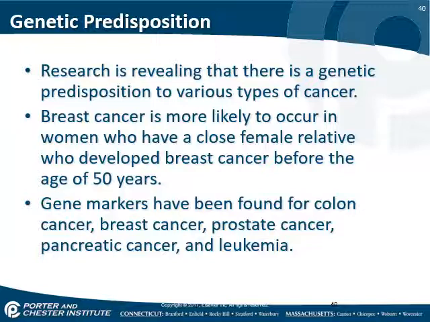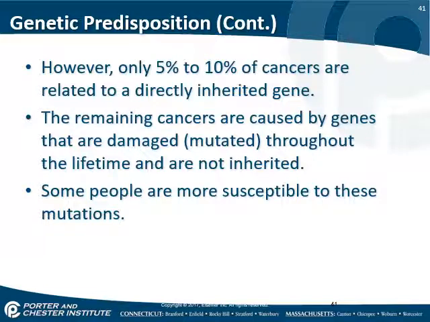However, only 5 to 10% of cancers are related to a directly inherited gene. We talk about BRCA1 and 2 for breast cancer. The remaining cancers are caused by genes that are damaged throughout the lifetime and not inherited. And some people are just more susceptible to these mutations.